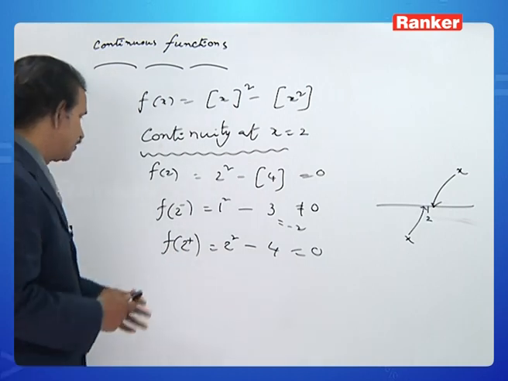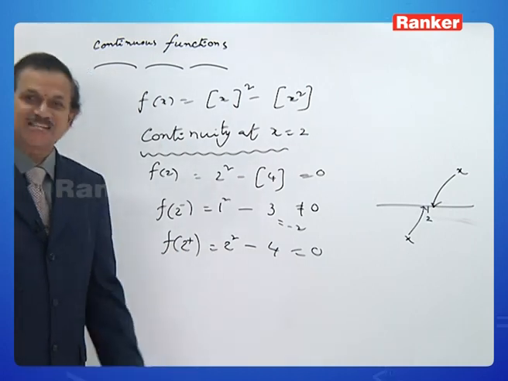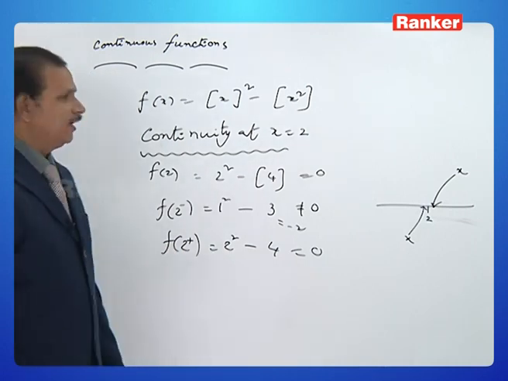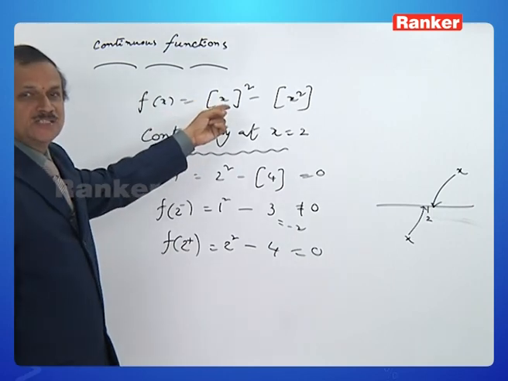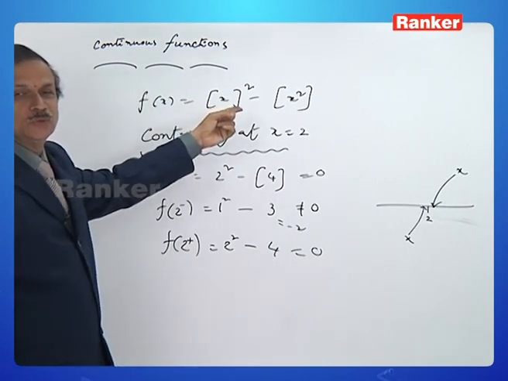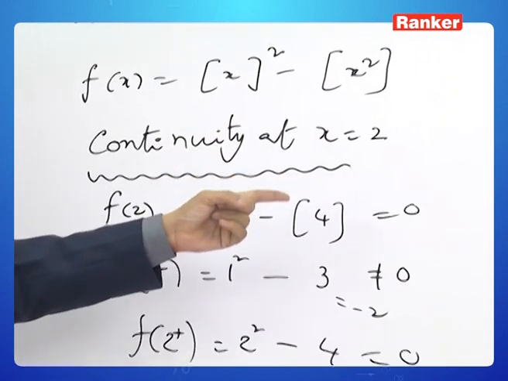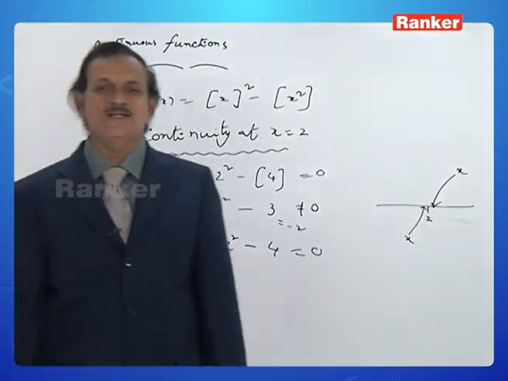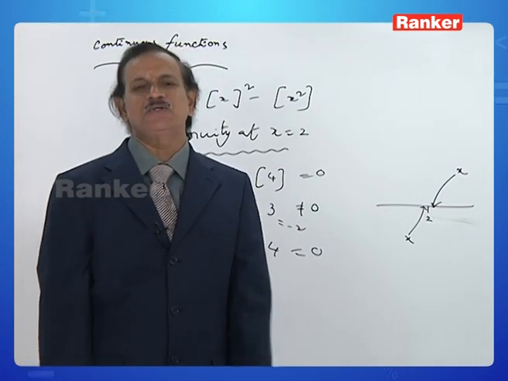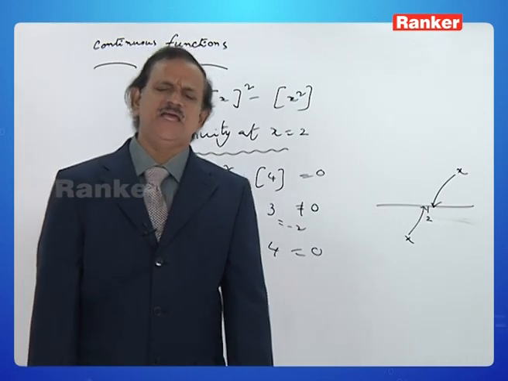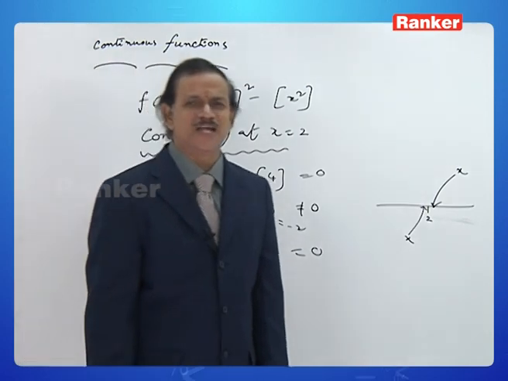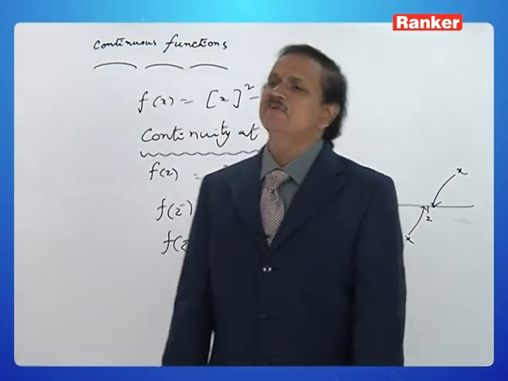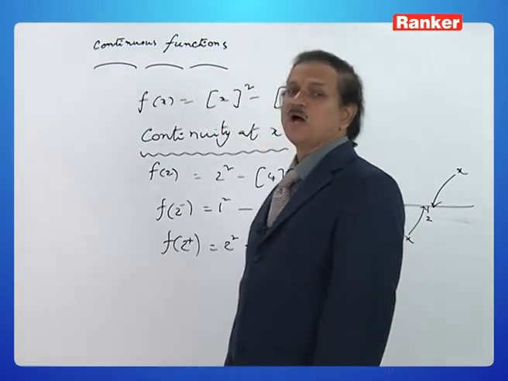So what could you observe? What can you state specially? Even though this function is discontinuous at x equal to 2, it is continuous from right at x equal to 2. And the same thing can be said in the case of every integer different from 1.